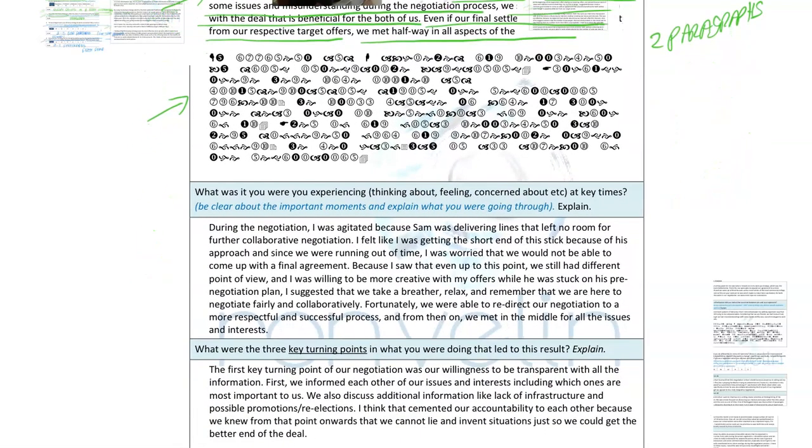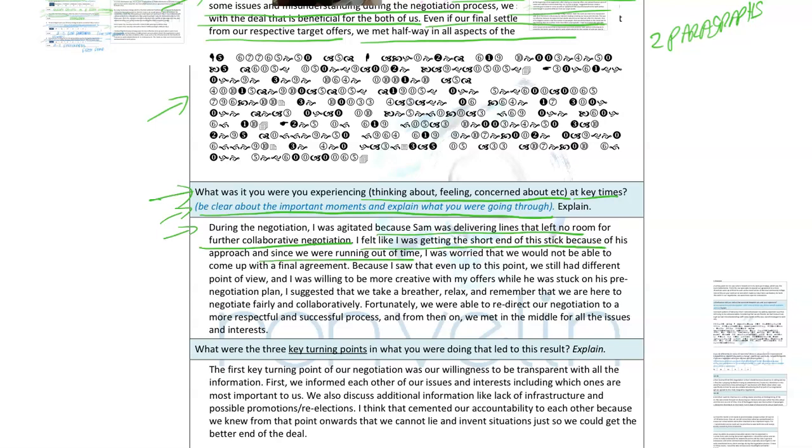Scrolling down, what was it you were experiencing, thinking about, feeling, concerned about, etc. at key times? And in blue it says, be clear about the important moments and explain what you were going through. Here, as an example, he says, during the negotiation, I was agitated because Sam was delivering lines that left no room for further collaborative negotiation. This is really zeroing in on something he was experiencing probably more than once. He said, I felt like I was getting the short end of the stick, so he wasn't getting a fair deal from him because of his approach.